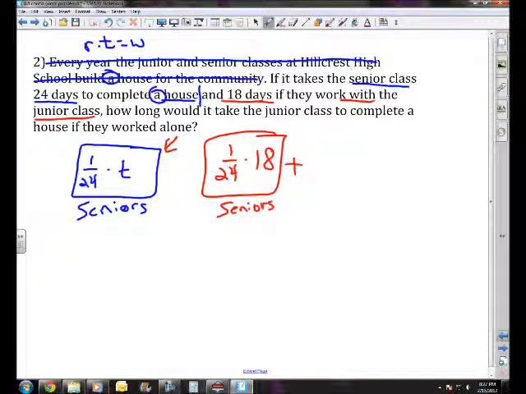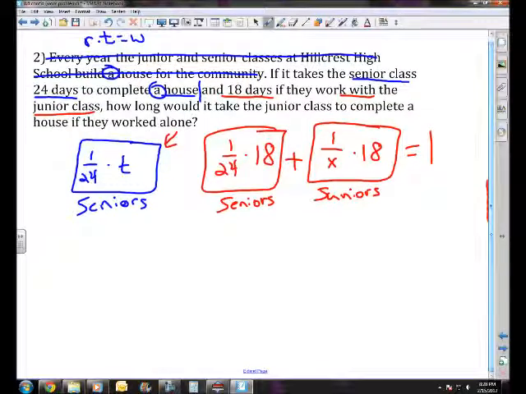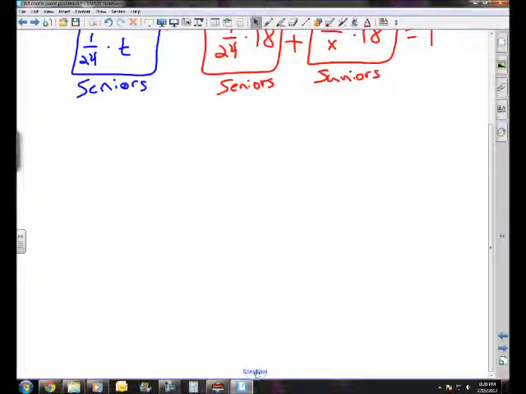Now we're going to add the work of the juniors. This is the juniors. We don't know how fast they work, but we do know they're going to be working for 18 days as well. What we don't know is how fast they work, their rate. We don't know how much of a house they can build in 1 day. We do know that after all is said and done, they're going to have one complete house built. Okay, make myself a little room here.